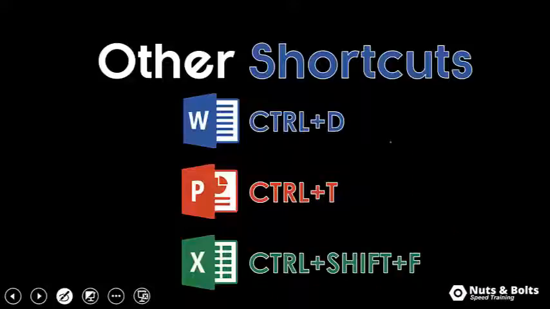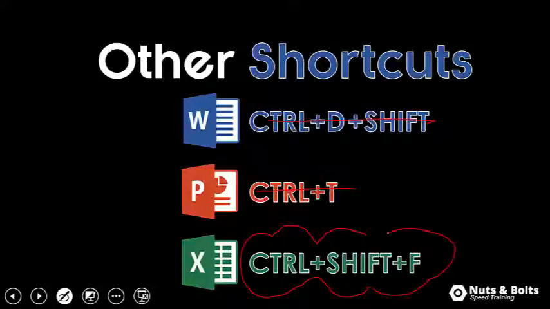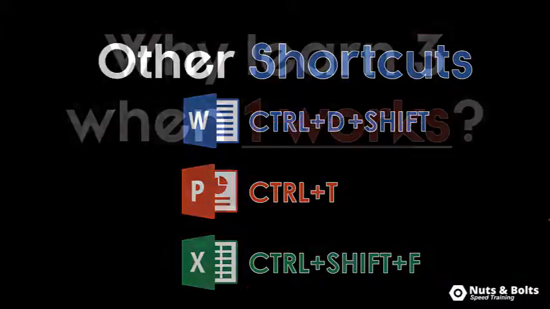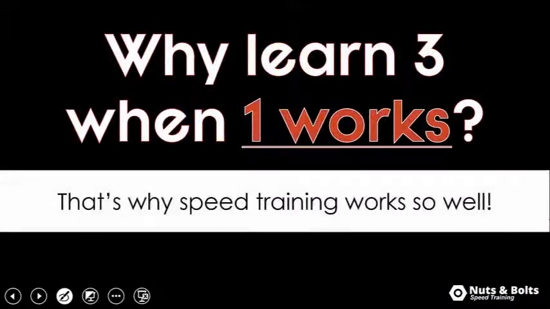Now, I do want to be super clear here. If you are just rocking out in Word, you can just hit Control plus Shift plus D to get at this double underline in Word. But for any other feature, and if you want to get those subscripts, I highly recommend learning this Control-Shift-F, all right? This is what's gonna get you the most bang for your buck. And it makes sense, right? Why learn three shortcuts when one works so well? And that's one of the reasons why speed training like this works so well.